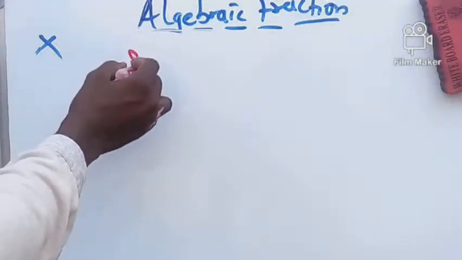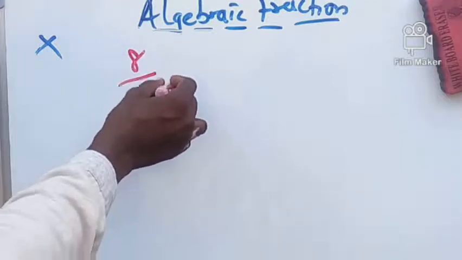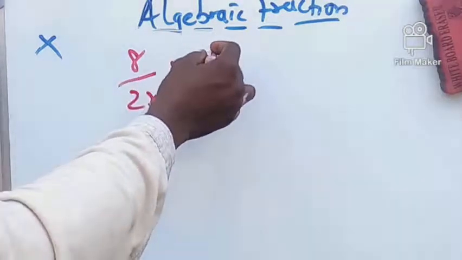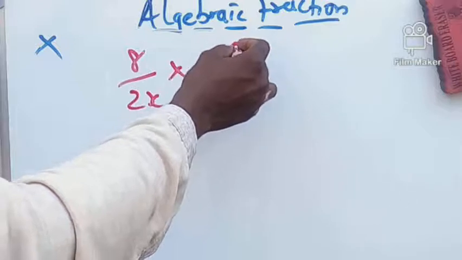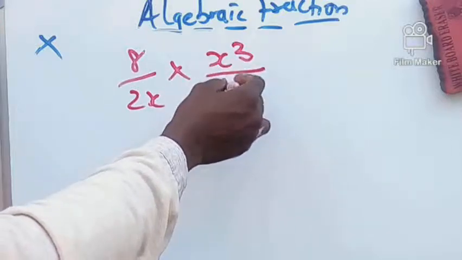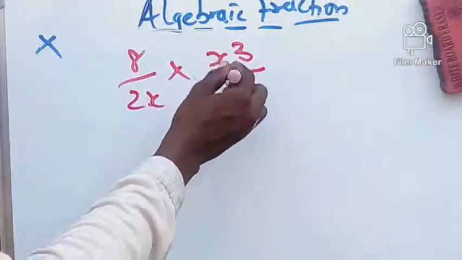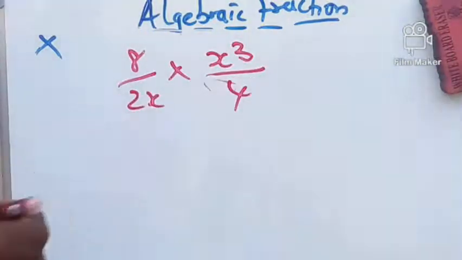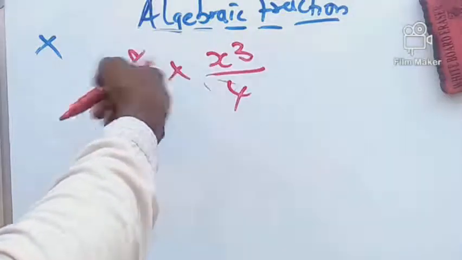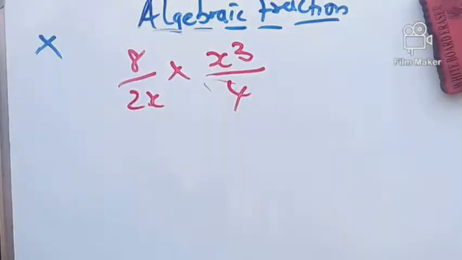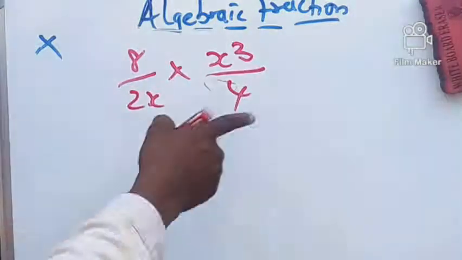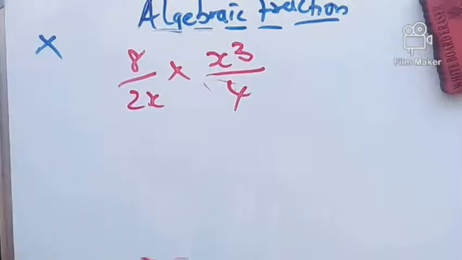Let's say we have something like 8 over 2x multiplied by x cubed over 4. How do you solve this problem? To solve this problem, anytime you are multiplying two algebraic fractions, the rule says multiply the numerators and multiply the denominators and cancel as when required.